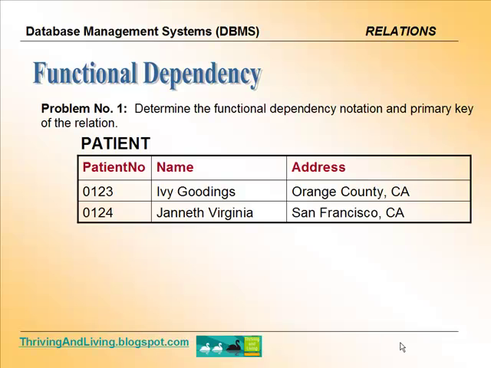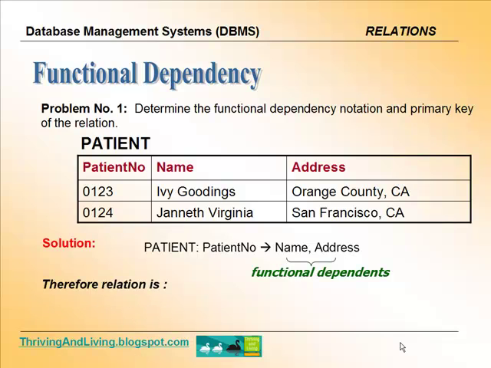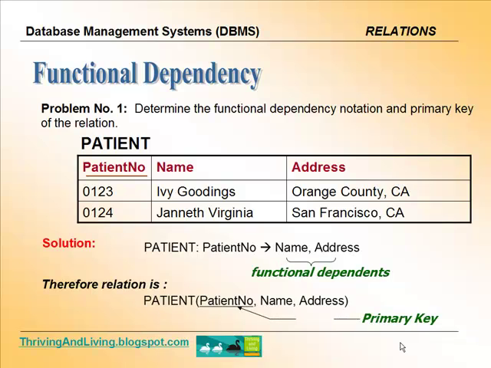On our given problem, in order to know the other specifics of each row, we identify the patient number first. We say name and address are functionally dependent on patient number. Therefore, we enclose our annotation with the name of the table and underline our primary key.